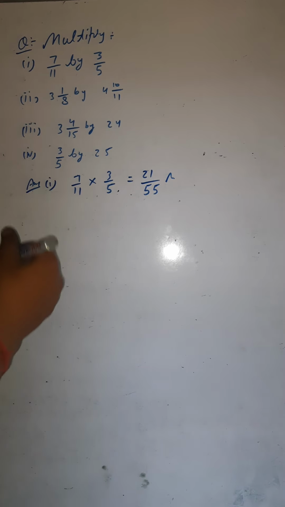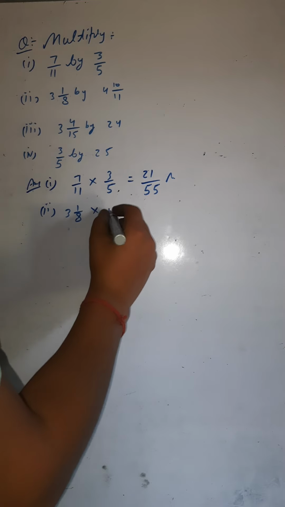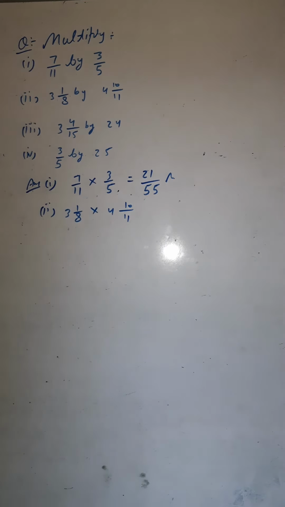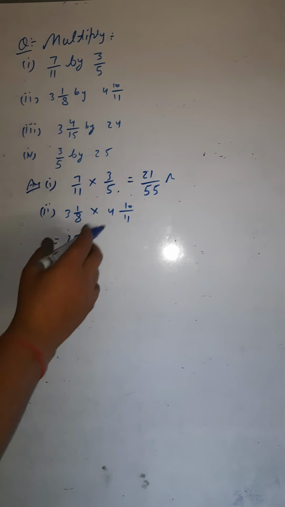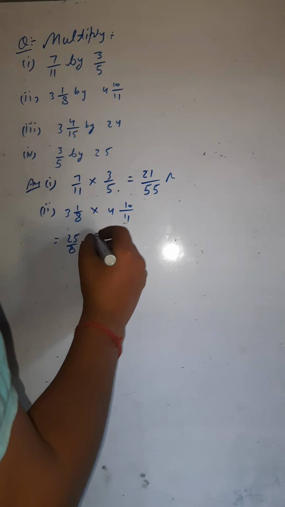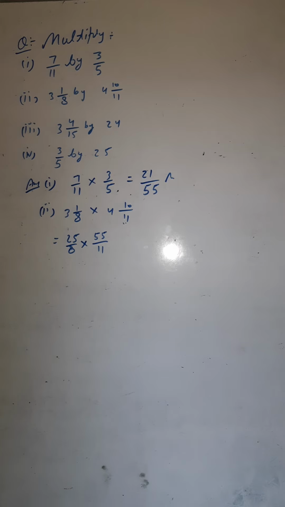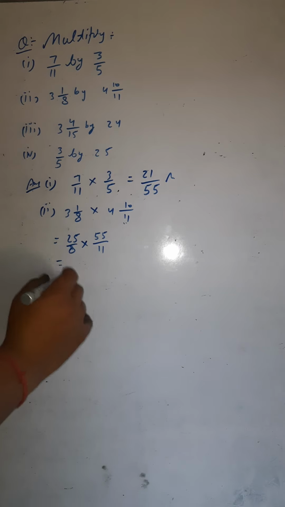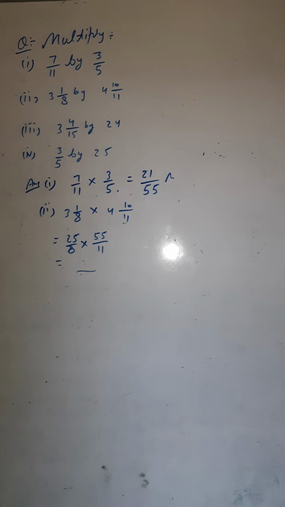Similarly, answer number second: 3 whole 1 by 8 multiply 4 whole 10 by 11. Second one, just simplify it first. 8 times 3 is 24, 24 plus 1 would be 25 by 8 multiply. Similarly here 11 times 4 is 44, 44 plus 10 would be 55 by 11. Just multiply upside, multiply downside, you would get your answer. 25 multiply 55 upside, divided by 8 multiply 11 downside. You would get your answer. Do it on your own.